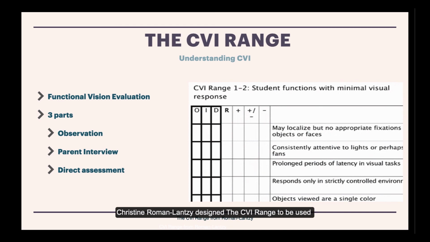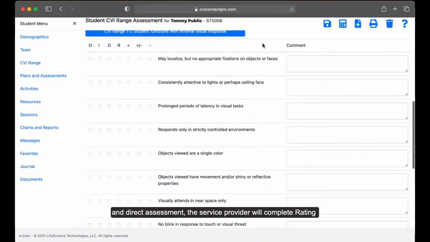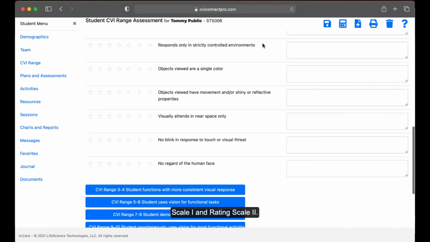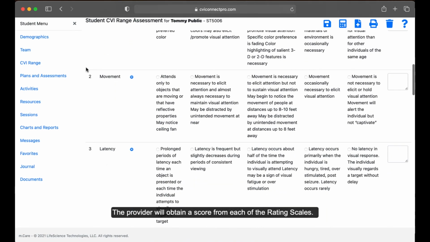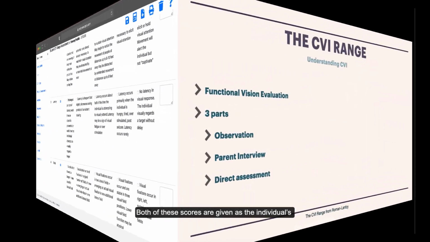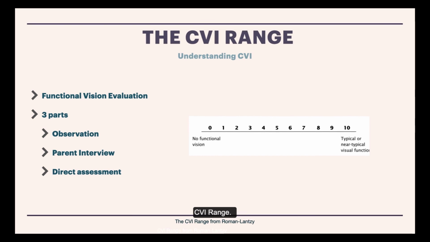Christine Roman Lancy designed the CVI range to be used as a functional vision evaluation tool for children with cortical visual impairments. After completing an observation of the child, a parent interview, and direct assessment, the service provider will complete Rating Scale 1 and Rating Scale 2. The provider will obtain a score from each of the rating scales. Both of these scores are given as the individual's range score. Your next module will go more in depth about the CVI range.